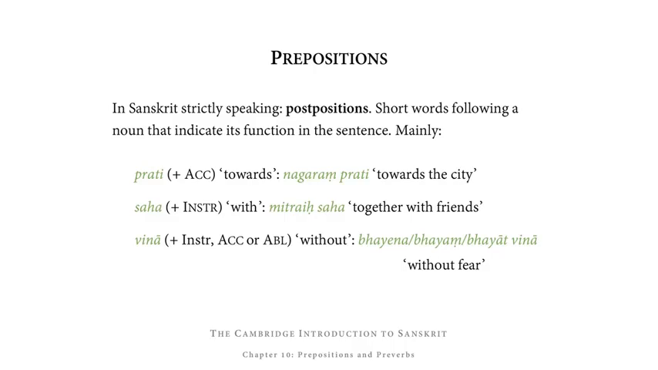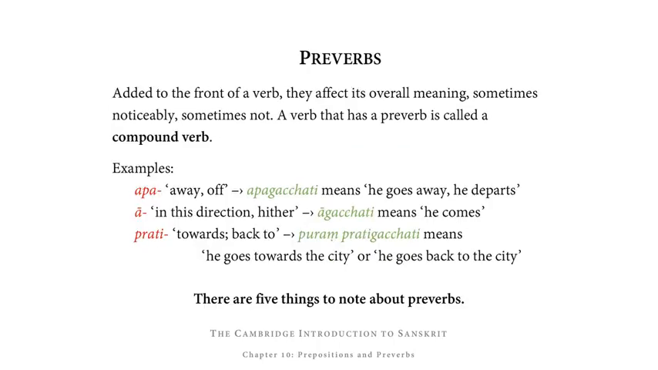And vina can be used with nouns in the instrumental or the accusative or the ablative to mean without. So, for example, you might have bhayena, instrumental, bhayam, accusative, or bhayāt, ablative, vina, to mean without fear. The rest of this chapter, though, is going to focus on preverbs, which are added pre, i.e. to the front of a verb, and they affect the overall meaning of the verb, sometimes noticeably, sometimes not. A verb that has a preverb is called a compound verb.